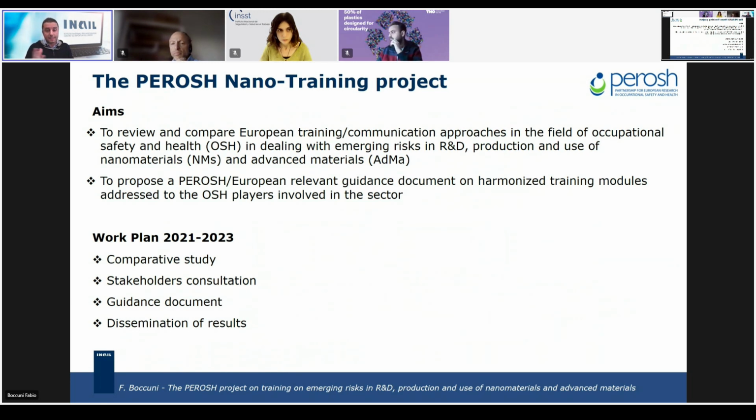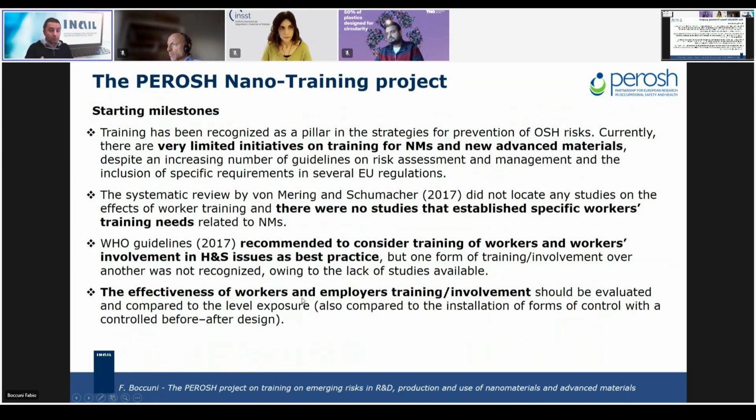The first aims of our research were to review and compare different approaches for occupational safety and health with reference to nanomaterials and advanced materials, and to propose a guidance document on harmonized training modules and to design the next training in this field. So we started with a comparative study, then we were able to make a stakeholder consultation, and at the beginning of next year, we will be able to propose this guidance document to PEROSH. So today we started the dissemination of results.